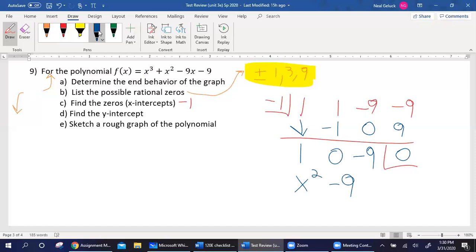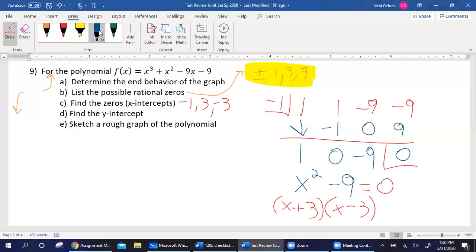So to find my remaining zeros, I just have to figure out what makes this equal 0. You could either factor it, or you could add the 9 over and take the square root. If you factor it, you can see that 3 and -3 make it 0.